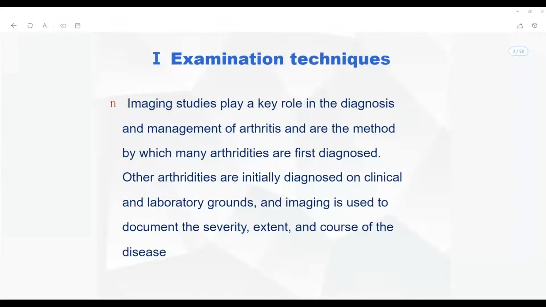Blood test, that's fine. What blood test would you do here? RA factor, okay. ESR, okay. CRP, okay.